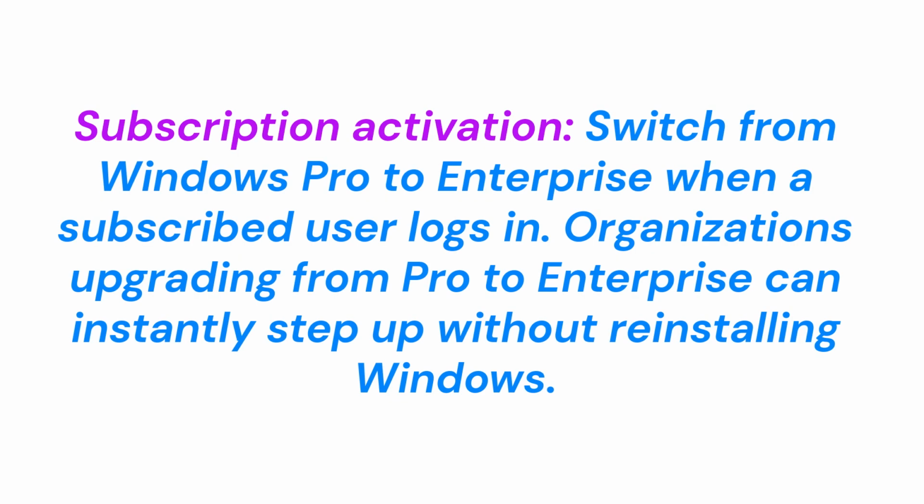Dynamic. Like modern, these methods also achieve specific deployment scenarios that historically required a reinstallation of Windows that is no longer necessary. Dynamic deployment methods enable you to configure applications and settings for specific use cases. Some examples are subscription activation: switch from Windows Pro to Enterprise when a subscribed user logs in. Organizations upgrading from Pro to Enterprise can instantly step up without reinstalling Windows.